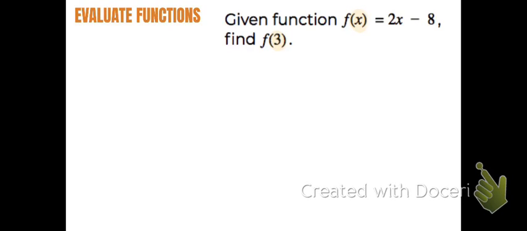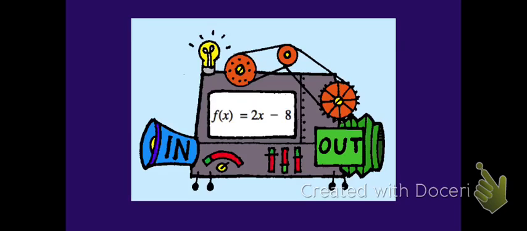Here I'm going to go over evaluating functions on the state test. So first off, we need to remember that a function is like a machine. This is the function 2x minus 8. We put something into the machine, that's our input, we get something out. So we can put anything into this machine, we're going to multiply it by 2, subtract 8, and we get our answer.